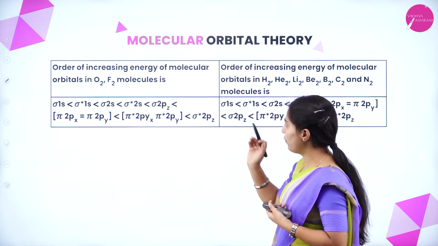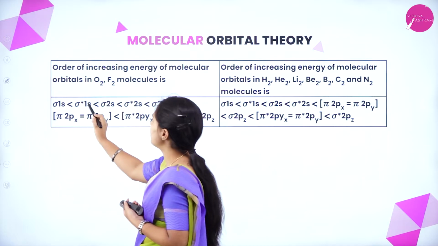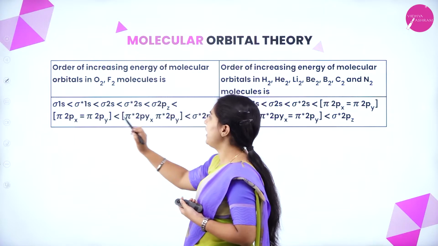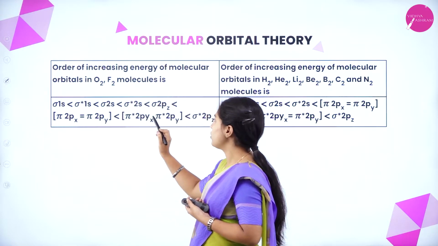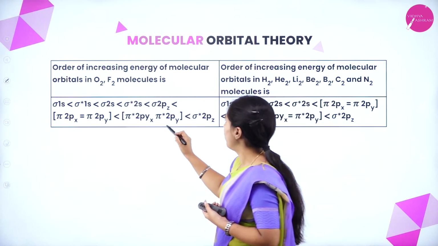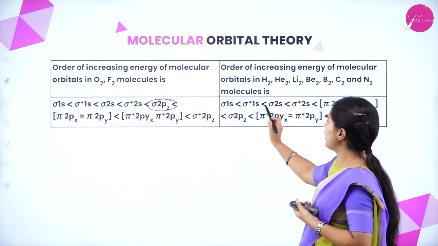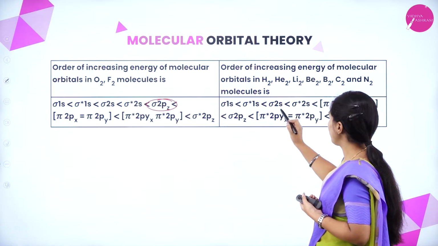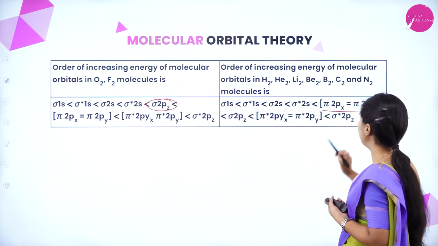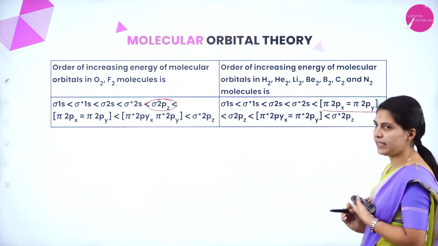See, the order of increasing energy of molecular orbitals in O2, F2 molecules: 1s, sigma star 1s, sigma 2s, sigma star 2s, sigma 2pz, next pi 2px and pi 2py. This is the major difference I have shown. Here, for normal H2, He2, Li2 and so on: 1s, sigma star 1s, 2s, sigma star 2s. In the place of 2pz, it will be different here. Later 2py, 2px, and 2pz is present.